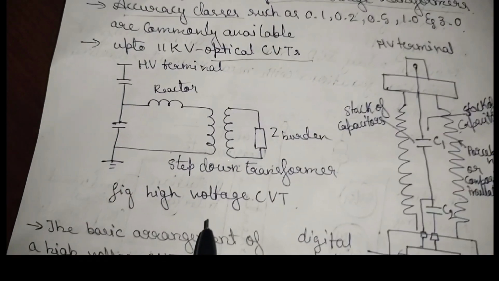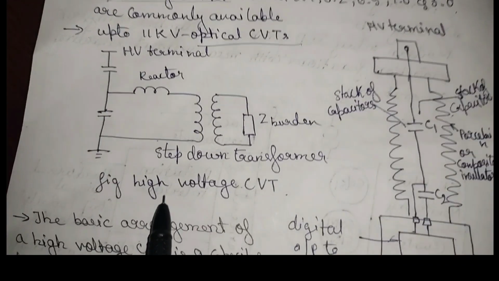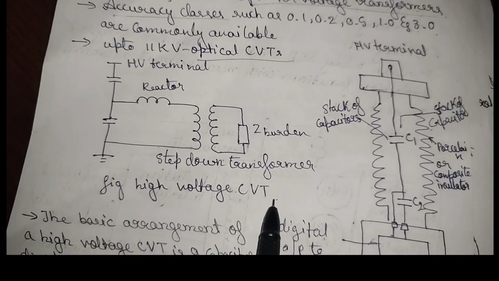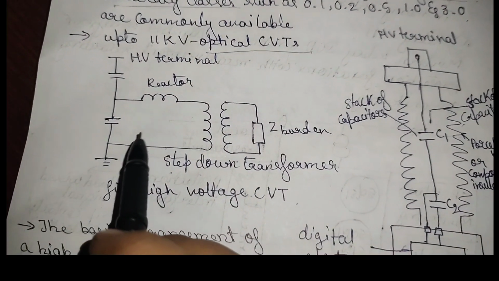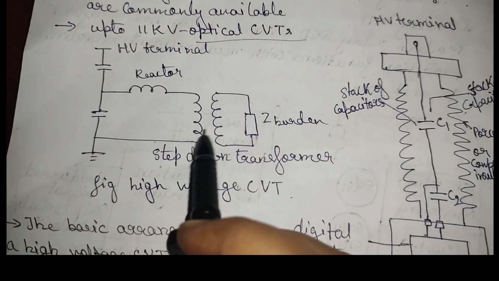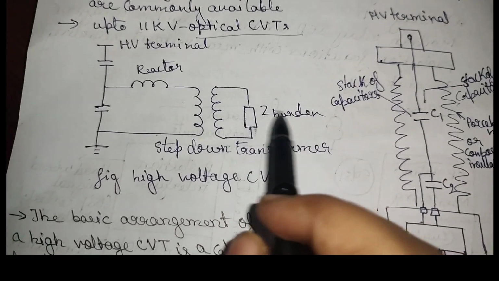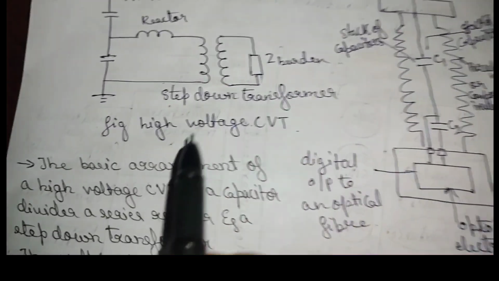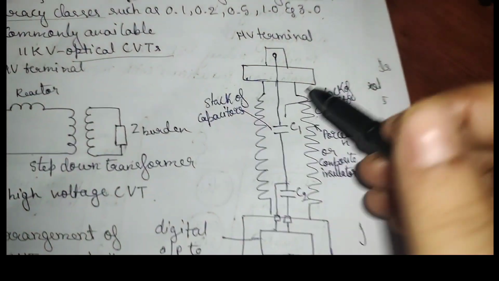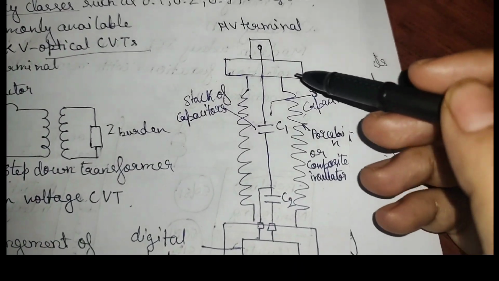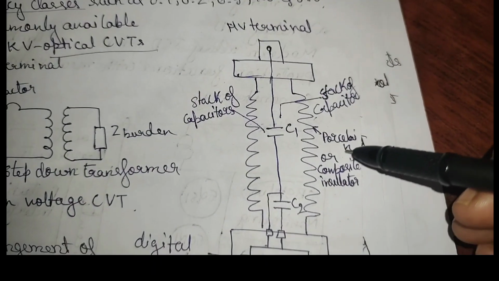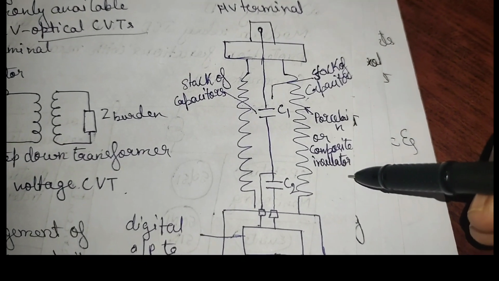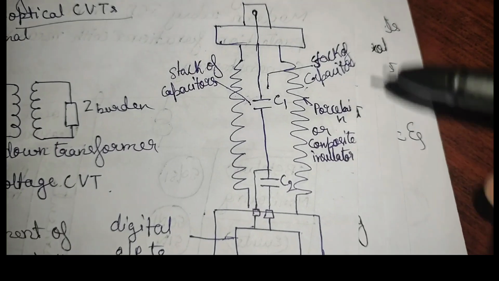Okay, so you can observe the high voltage CVT. At the HV terminal, the capacitors are connected. Then the reactor, the step down transformer, and the Z burden. And here you can also observe a stack of capacitors in a porcelain or composite insulator.